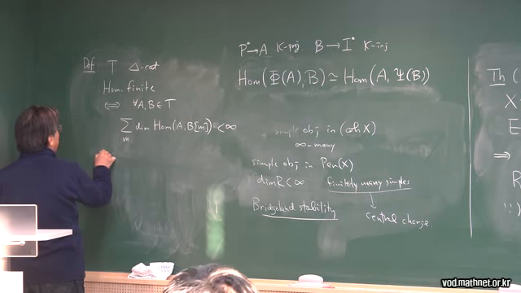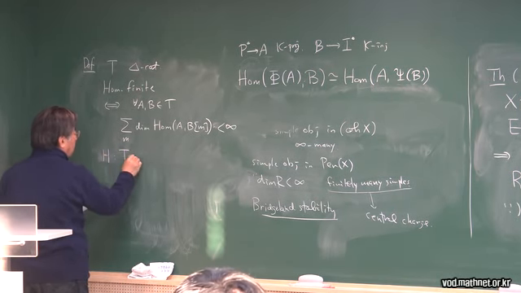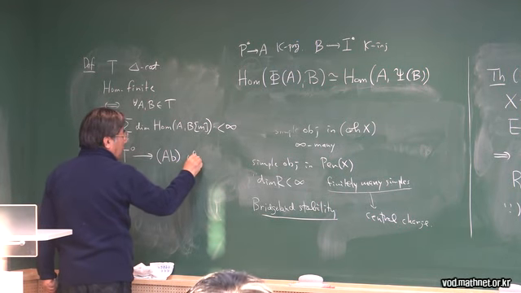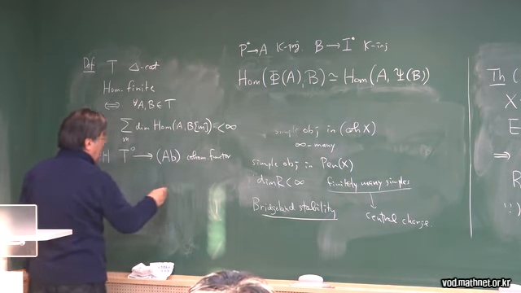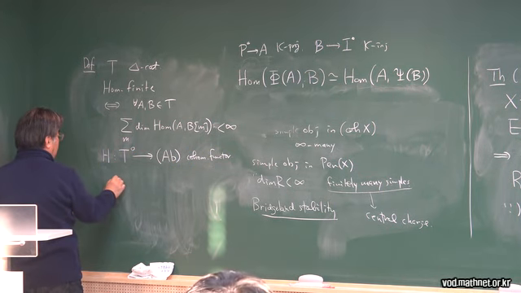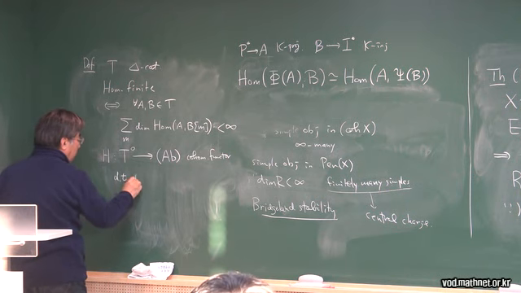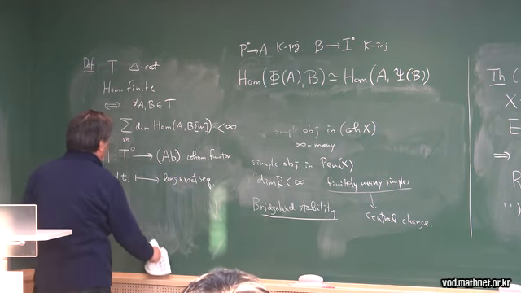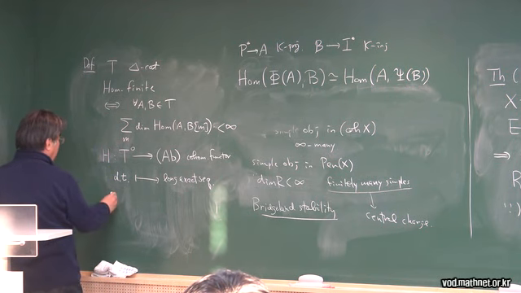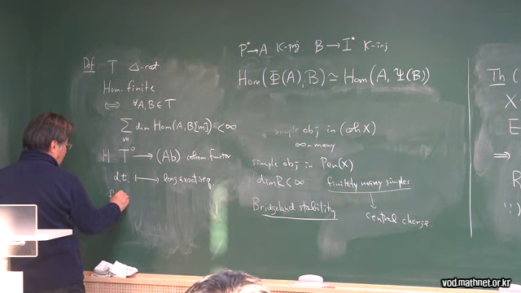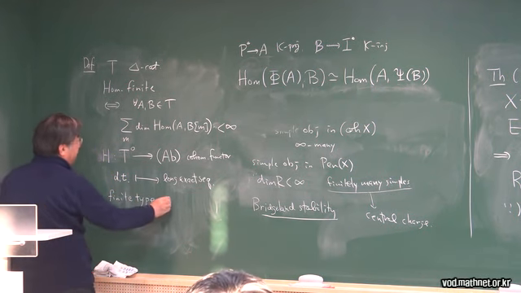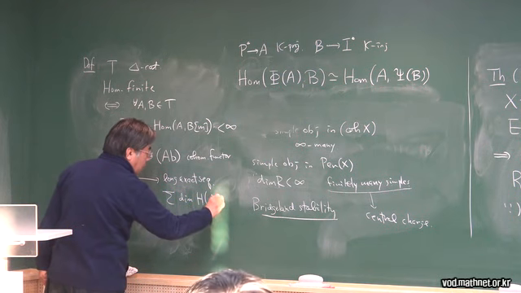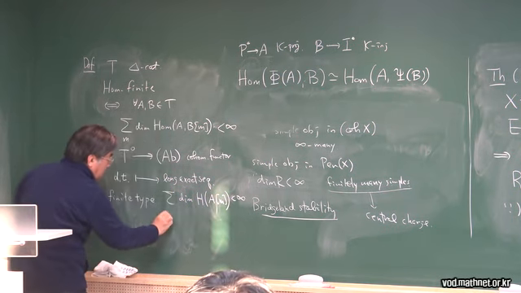And the next definition: a functor H from T^op to the category of abelian groups is called a cohomological functor if this is contravariant and sends a distinguished triangle to a long exact sequence. So this is a cohomological functor. And it is also called of finite type if the summation of the dimension of H(A[m]) is finite.